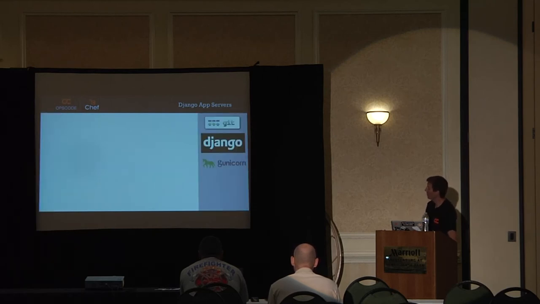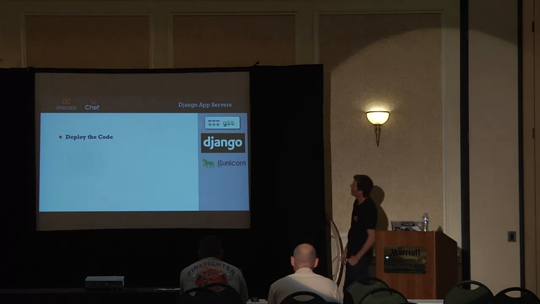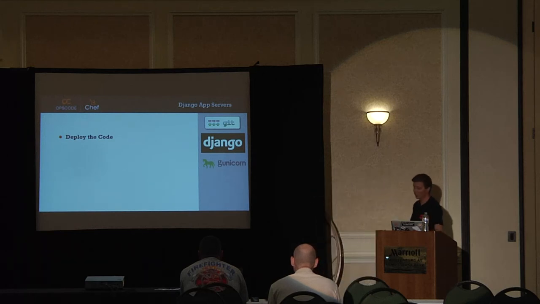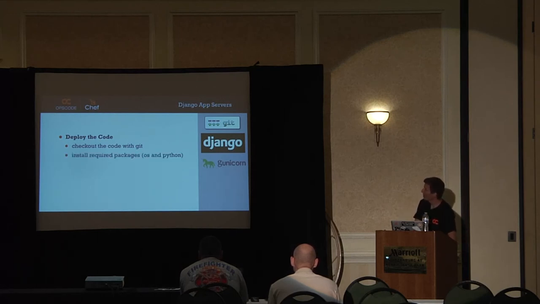So on this particular server, we've got a couple of important steps. In the context of an app server, we need to actually deploy the application code and get it on the system. In our example, we're going to check out code from Git. We need to install any required packages. These might be OS packages or Python packages, so it might be native packages. Say we were using ImageMagick or something inside of our Python, we'd have to ensure that those native packages are installed. We're going to create an environment-specific config file.